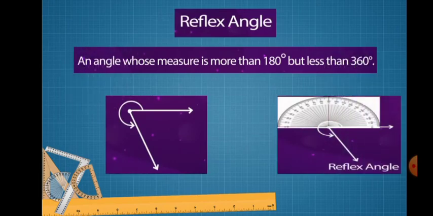Reflex angle: an angle whose measure is more than 180 degrees but less than 360 degrees. Observe this angle. Here this angle measures more than 180 degrees but less than 360 degrees. This angle is called a reflex angle.